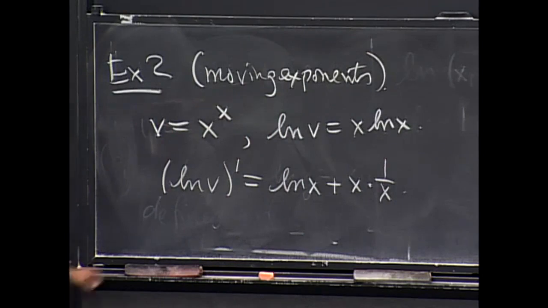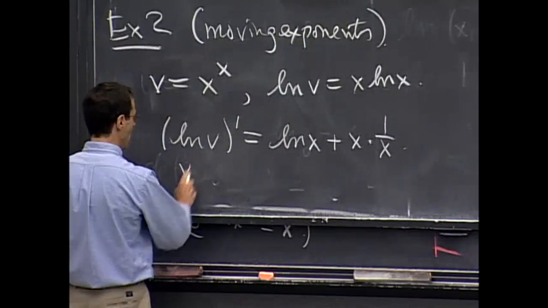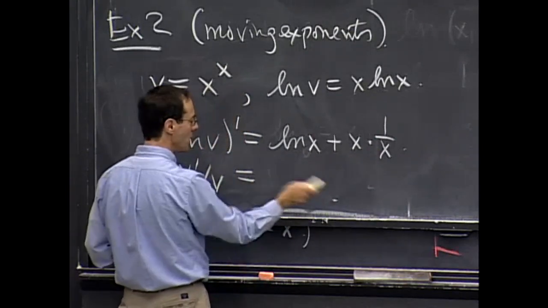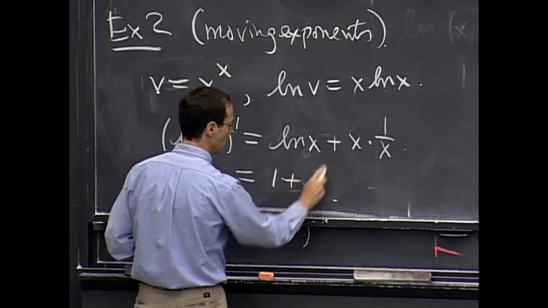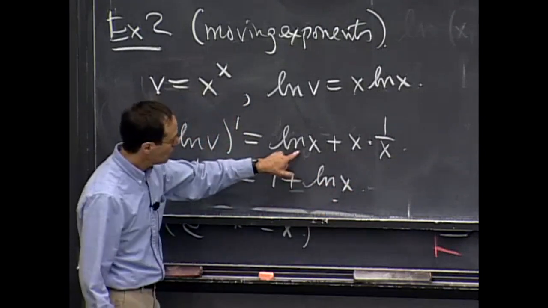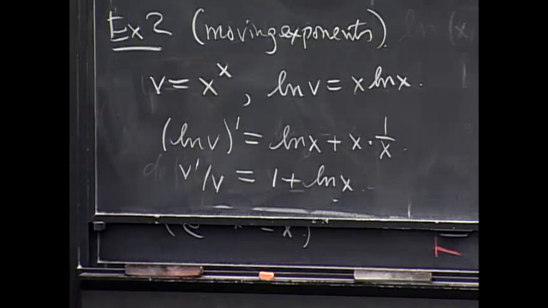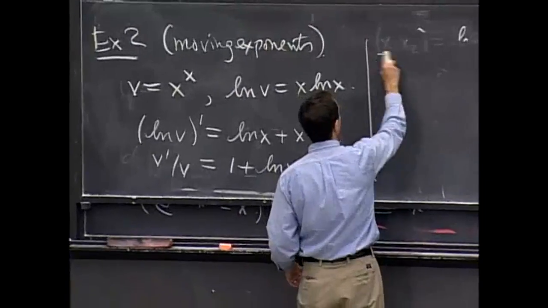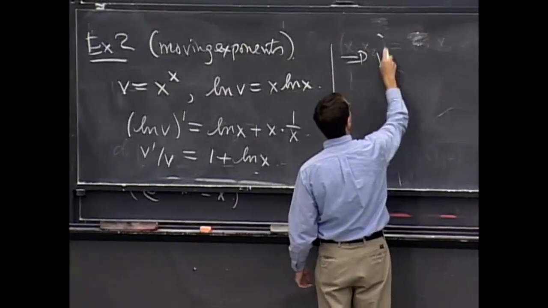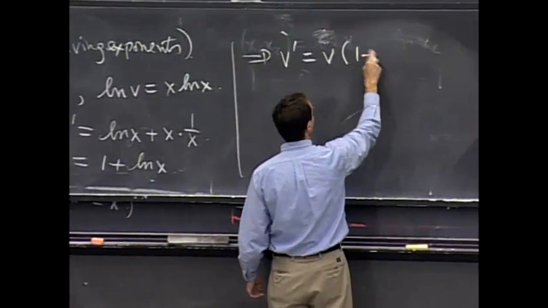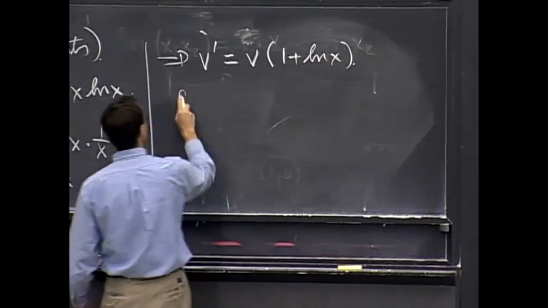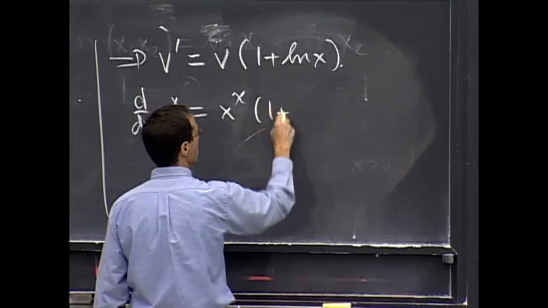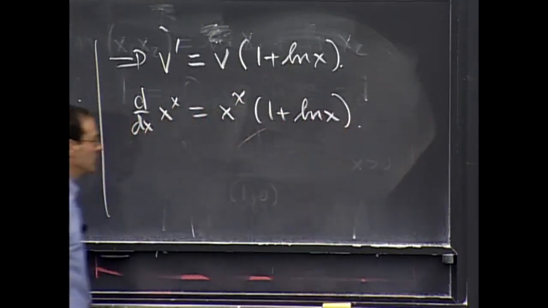So here's my formula, almost finished. So I have here v prime over v is equal to, now I'm going to multiply these two things together. I'll put it on the other side because I don't want to get it mixed up with log x plus 1, the quantity. All right? And now I'm almost done. I have v prime is equal to v times 1 plus log x. And that's just d by dx, x to the x is equal to x to the x times 1 plus log x. All right, that's it.